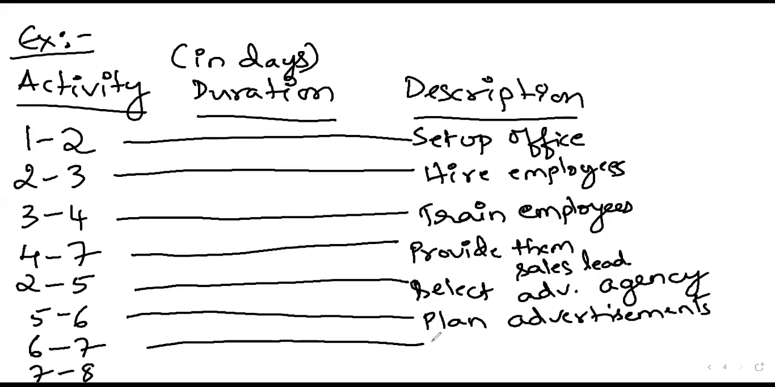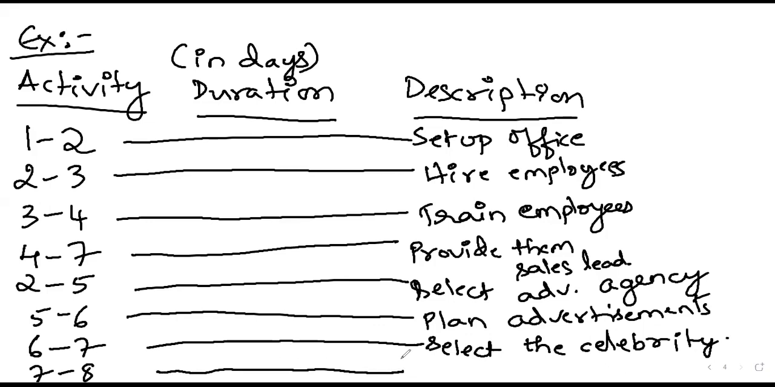Plan the advertisement and select the celebrity. Is it right? You may have planned what should be the theme of the advertisement as a project manager. Now next you plan who should be the celebrity for that particular advertisement, and finally you conduct sales of the product.